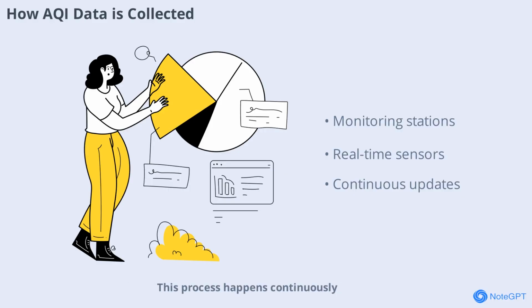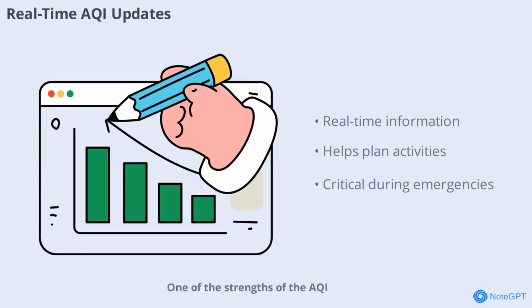This process happens continuously, ensuring that the public receives up-to-date information. Advances in technology have made it possible to collect more accurate data and share it quickly through websites, apps, and news reports. One of the strengths of the AQI system is its ability to provide real-time updates. As air quality changes throughout the day, the AQI is updated to reflect current conditions.